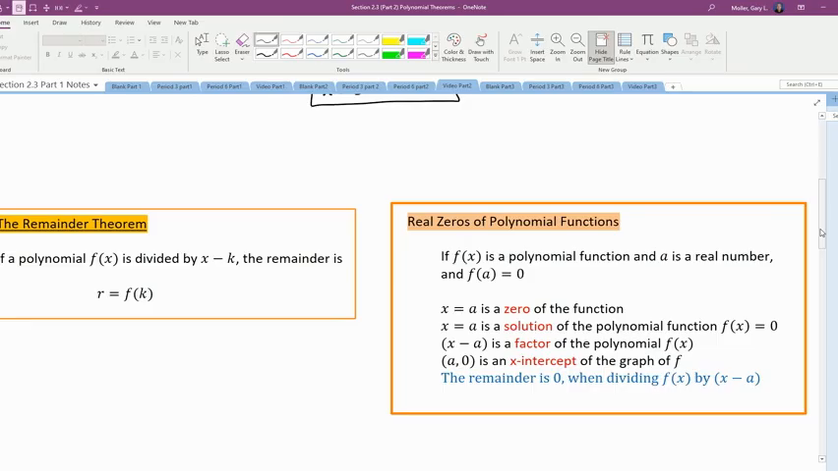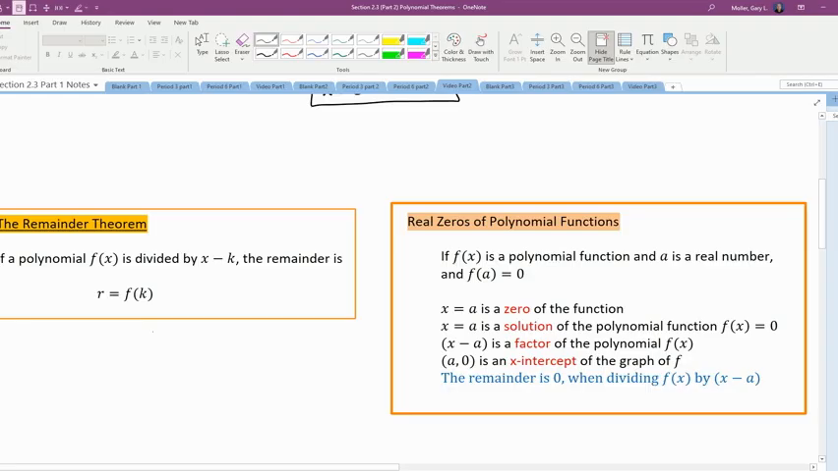If you want to know what the output is when you plug in a number, you can obviously just plug it in old school, right? If you want to know the value at f of k, we can just plug the number in and get the answer. But another way we could get that same answer is the remainder: if you were wondering about f of k, we could divide by x minus k. And whatever the remainder is would be the same answer we'd get just by plugging in the number.